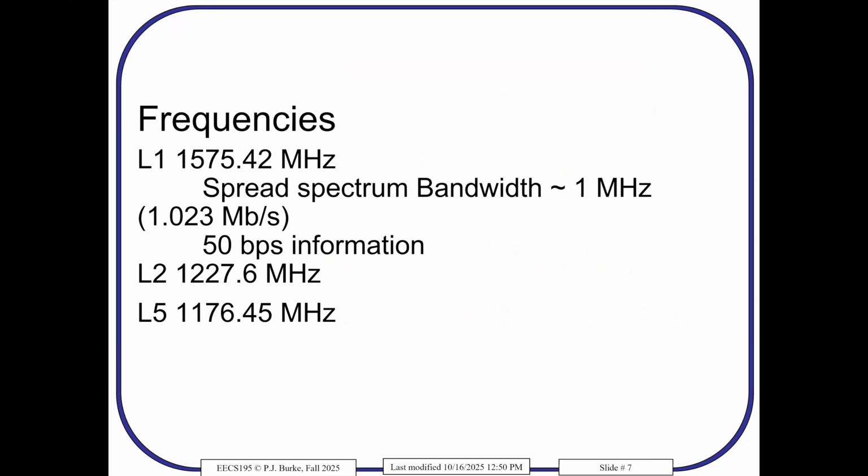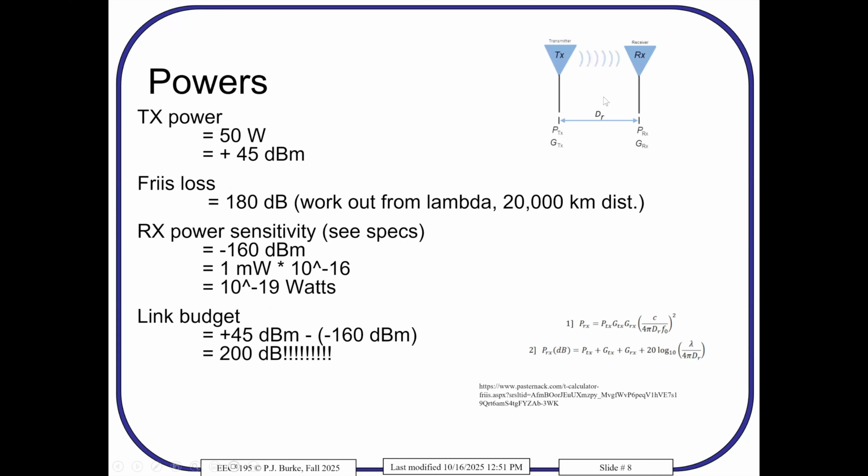Let's talk a little bit about the RF communication. So the frequency of the satellite, there's L1, L2, and L5 frequencies for the US satellites. There are two streams of information. One is a spread spectrum over about 1 megahertz. It gives you 1 megabit per second. And then there's a slower one that's got about 50 bits per second of information. And this makes a fun exercise for the free space transmission equation that we discussed earlier.